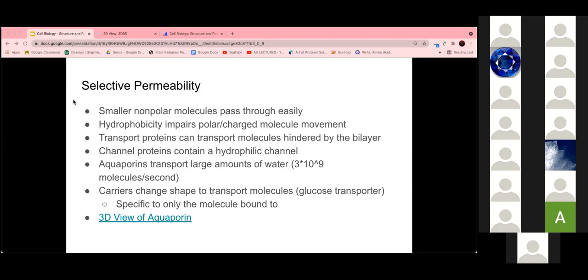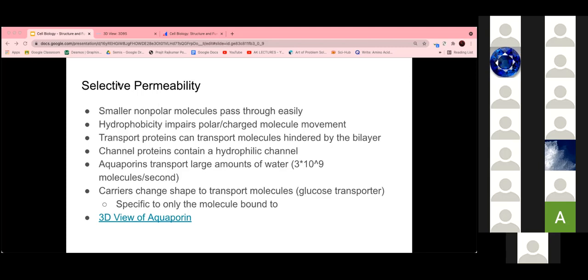Channel proteins are transport proteins with a hydrophilic channel that allows molecules to pass through. Aquaporins are a type of specialized channel protein that allows for the bulk flow of water into the cell, allowing water molecules to enter cells at a rate of 3 billion molecules per second, which is a lot faster than just diffusion of the water molecules through the lipid membrane.